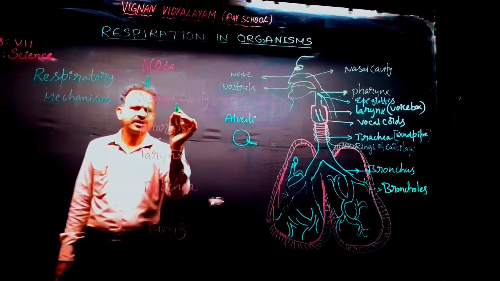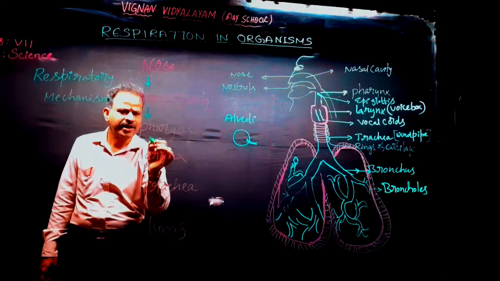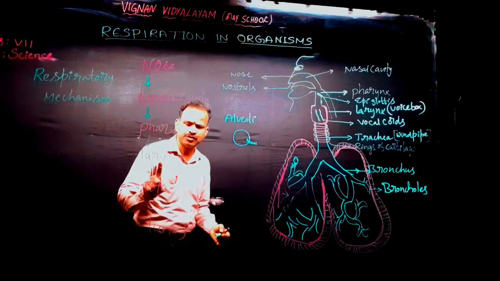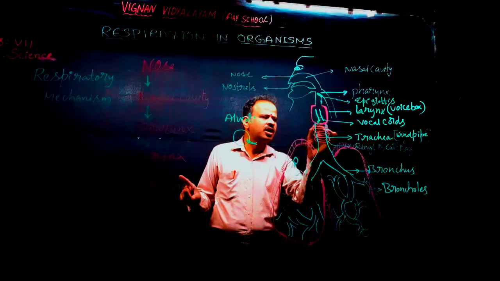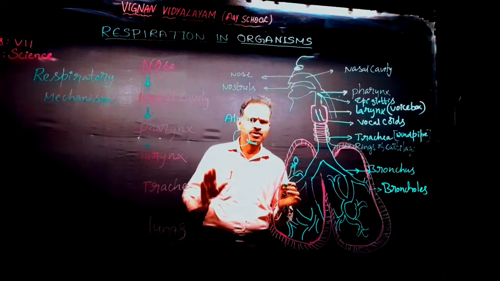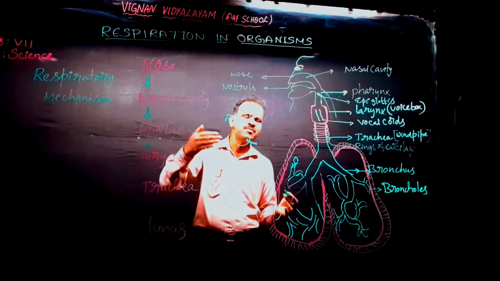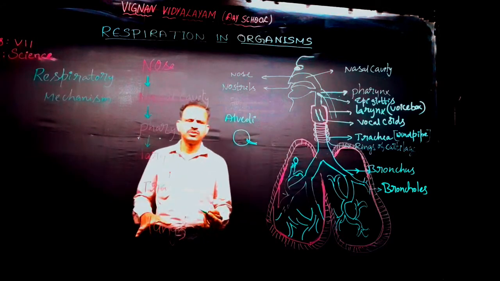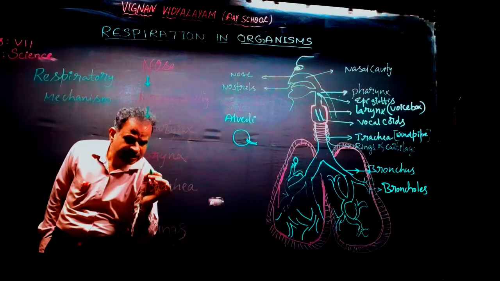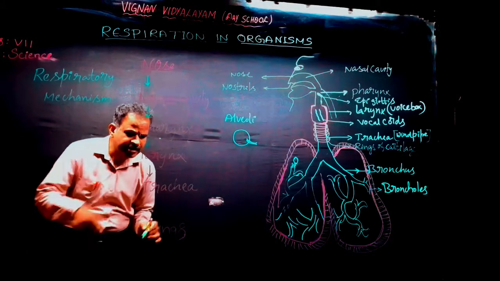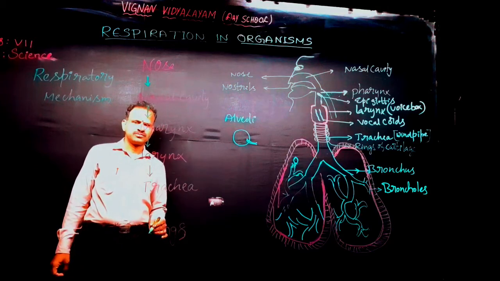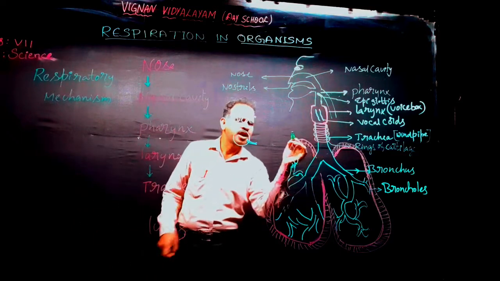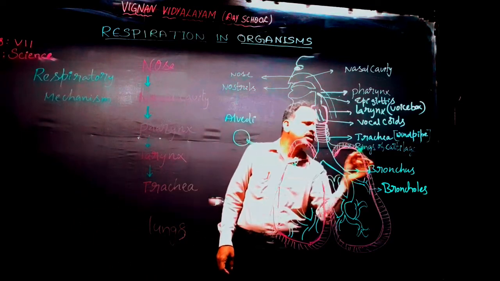Now from the nasal cavity, the air enters into the pharynx, from the pharynx to the larynx. Already I told you, children, within the larynx there are two vocal cords. When the air passes over them, they vibrate and produce sound. Next, from the larynx the air enters into the trachea. Here in the trachea, there are rings of cartilage.